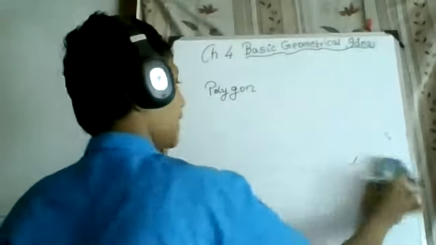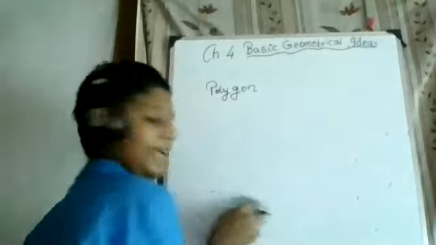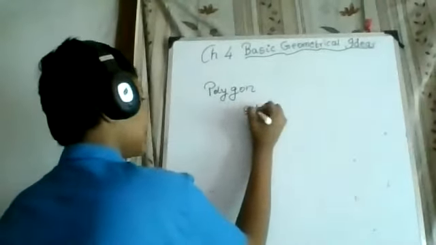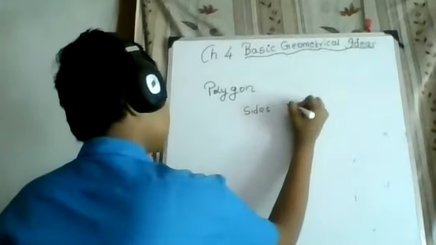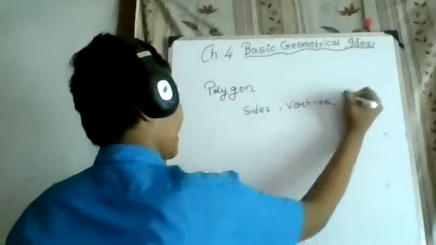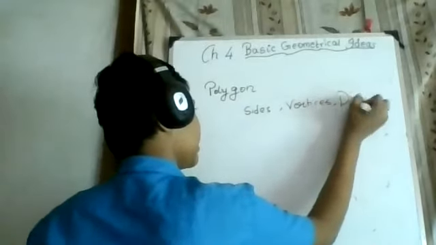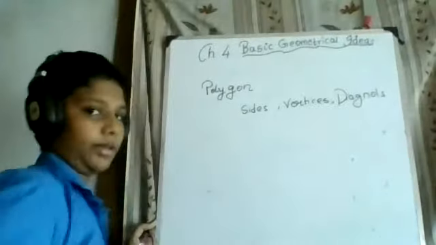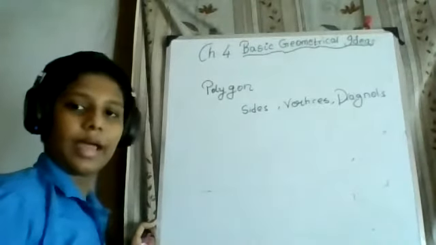Now we are going to discuss sides, vertices, and diagonals of a polygon.